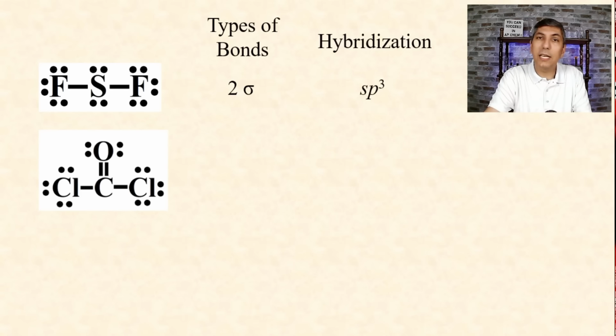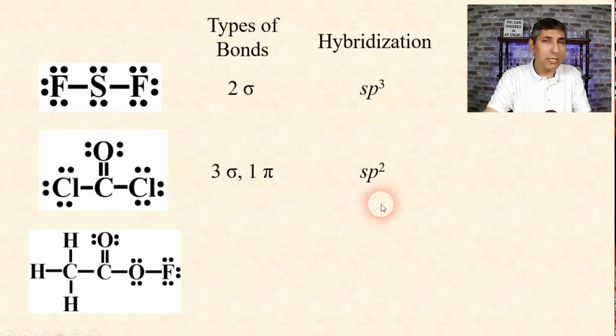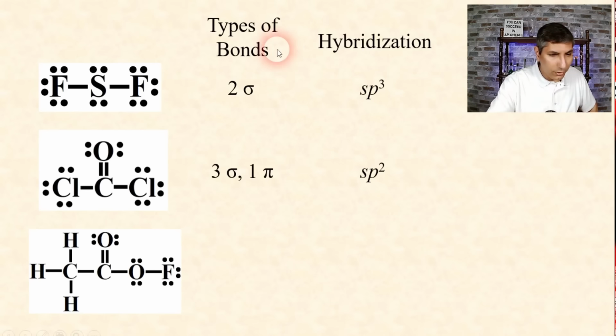Now, how many sigma and pi bonds does it have? Well, we have 2 singles and 1 double bond. So every double bond has 1 sigma and 1 pi. So that's why it's 3 sigma and 1 pi bond. The hybridization is sp2, like we said. Sometimes you'll have molecules that have multiple central atoms. In this molecule here, we actually have 3 central atoms. Each carbon is a central atom, and then the oxygen acts as a central atom as well.